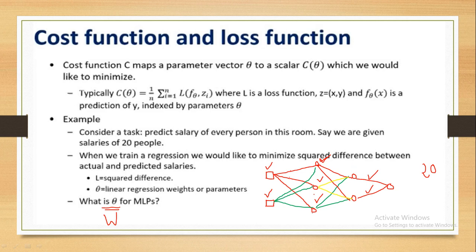14 15 16 17 18 19 20. So total 20 weights we have to consider. Okay, total 20 weights we have to tune. At the first point we have to tune 20 points. Okay, so that's nothing but the value of theta.